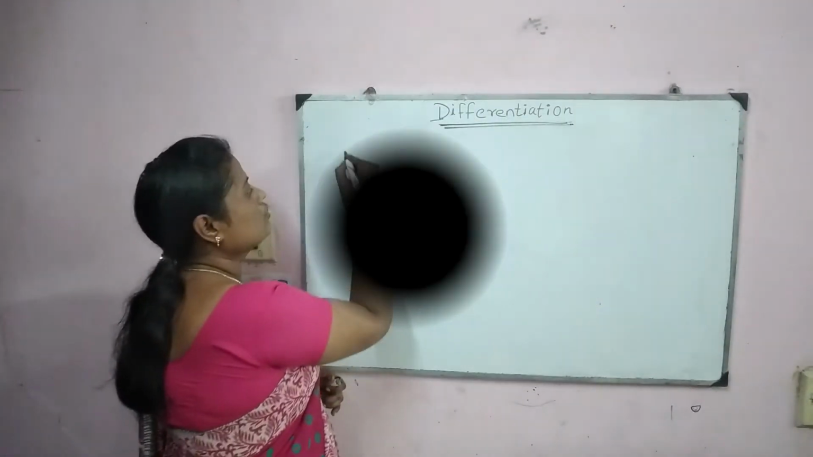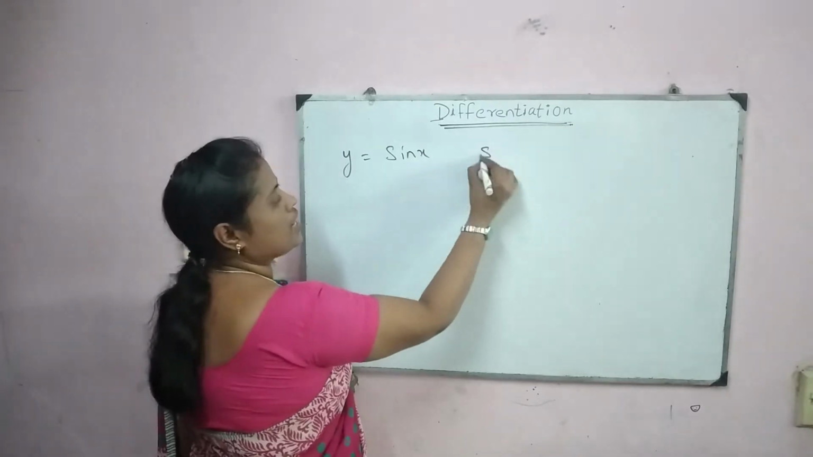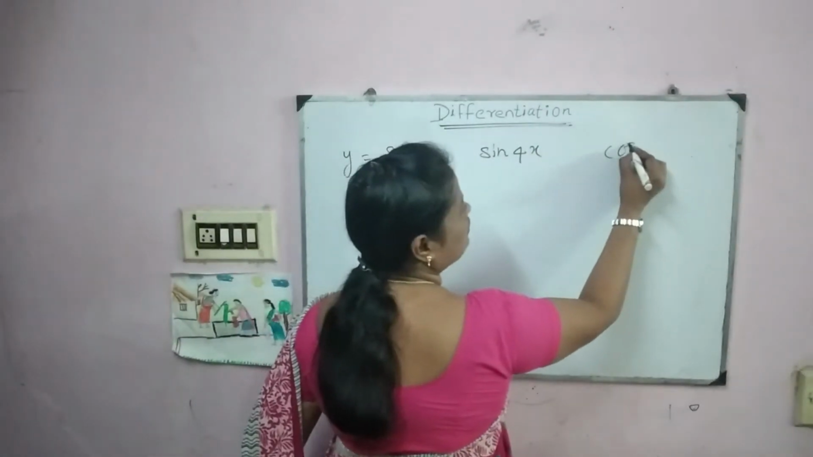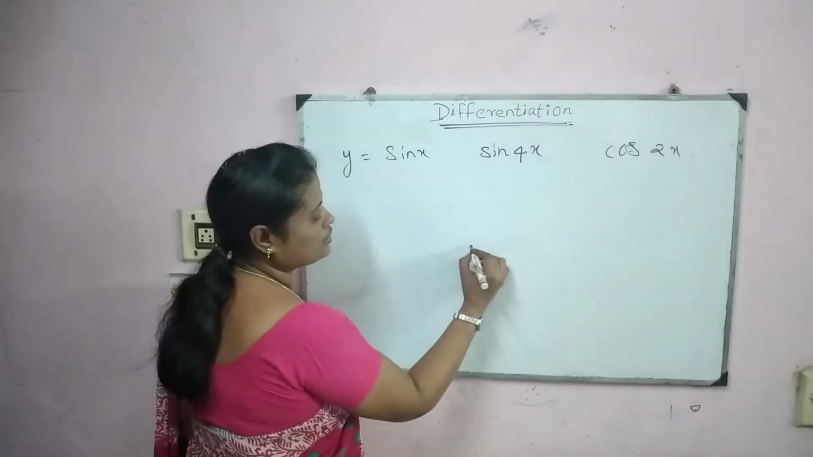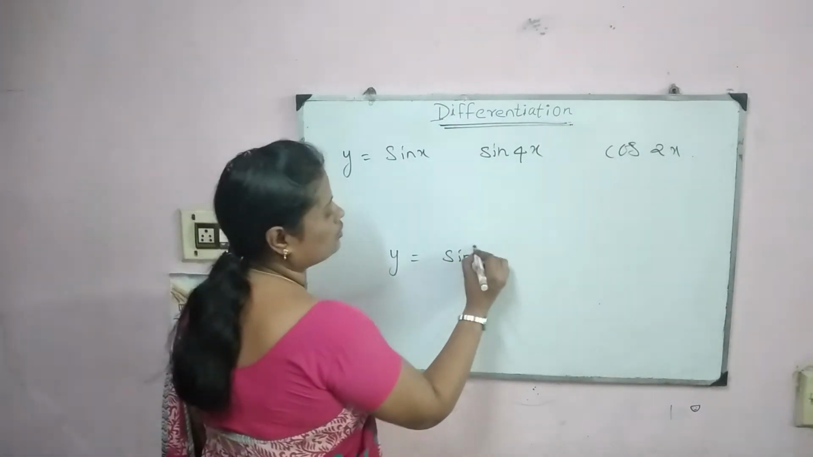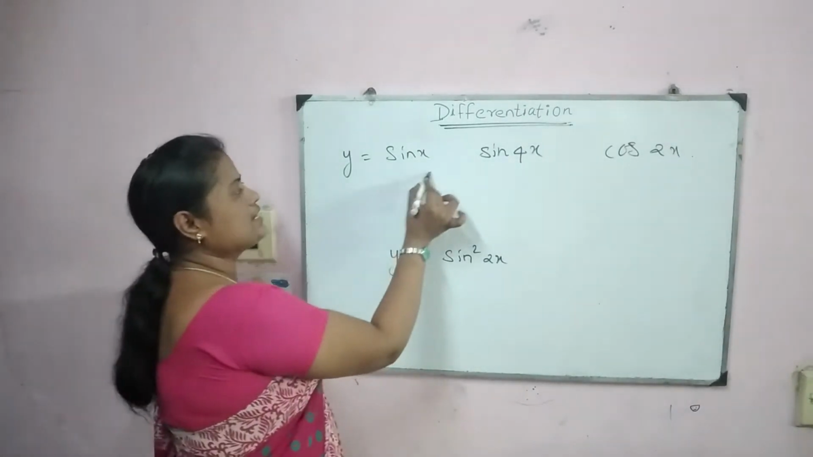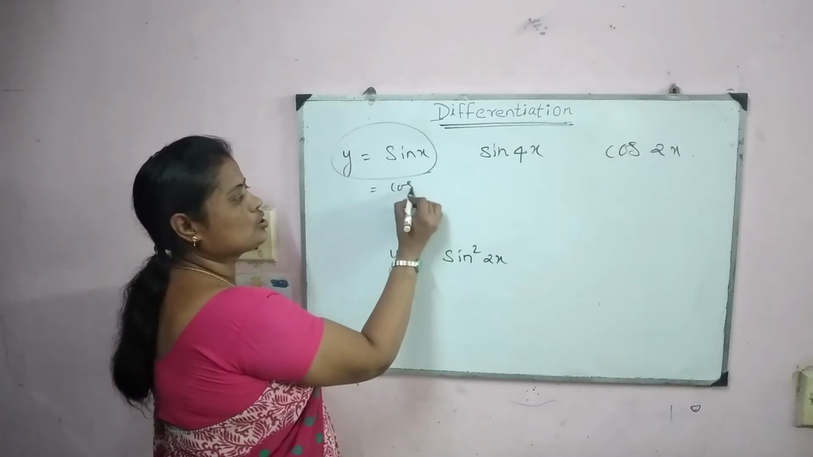Yes, the next one, y is equal to sin 4x, cos 2x. So these are some examples, and one more example I will give you: y is equal to sin square 2x. Let us discuss. So for sin x we have a direct formula. Sin x differentiation we can directly write as cos x.